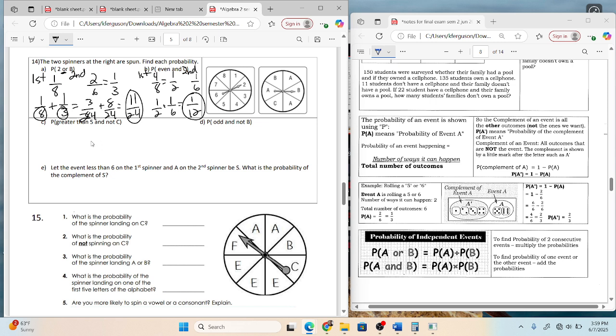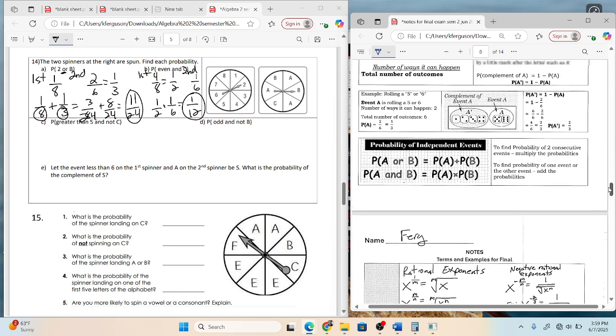So let's see. Did I give you an or over here to do? I don't think I did. So let's give you an or just so you can practice later. How about we say probability of even or A. So I want you to try that for this and see what you get.